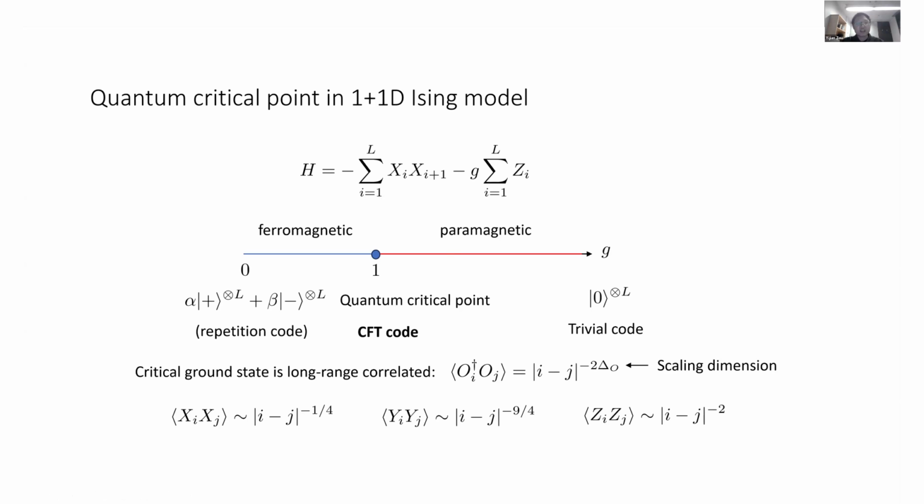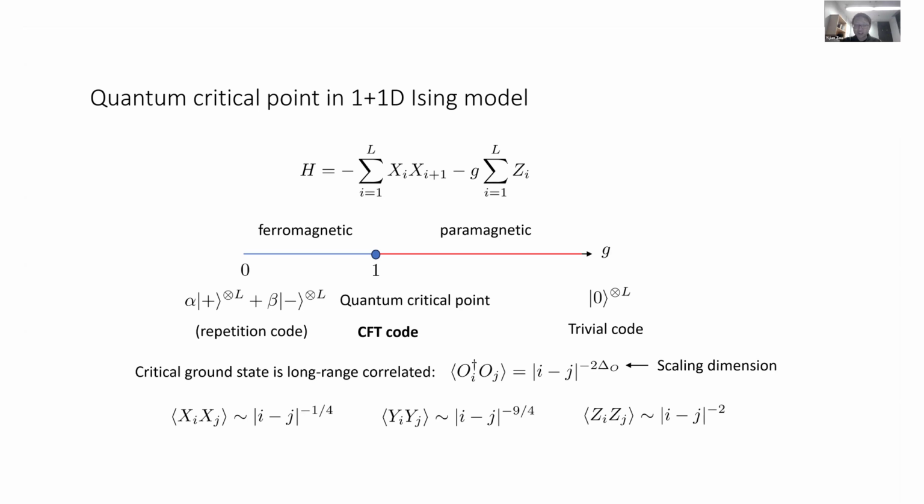On the other hand, if you have g equal to 0, then you have a degenerate ground state subspace, which is given by α|+⟩^⊗L + β|−⟩^⊗L, because the X operator only demands all the spins to be pointing in the same direction in the X basis. So there are two possibilities: either they are pointing to plus or they are pointing to minus. But this is a quantum system, so you could have any superposition of these as an eigenstate.